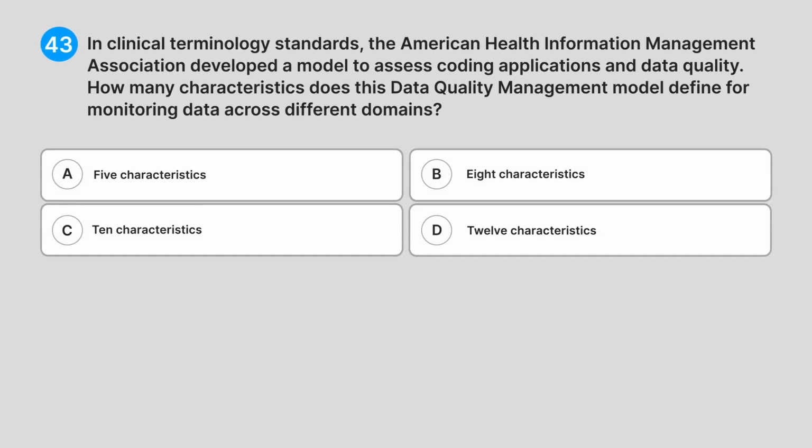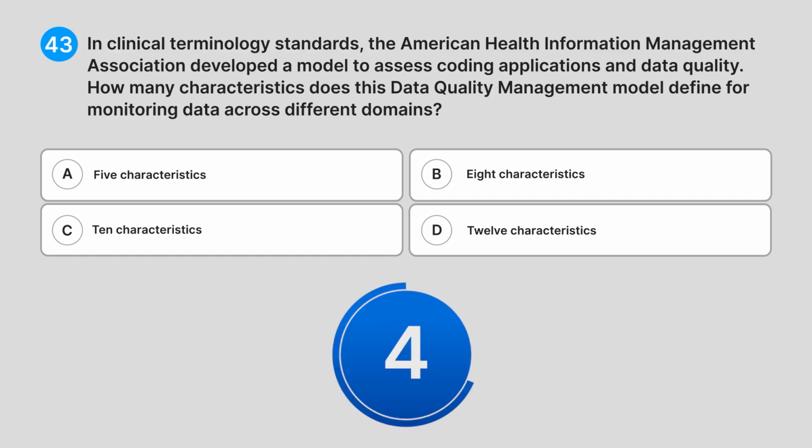43. In clinical terminology standards, the American Health Information Management Association developed a model to assess coding applications and data quality. How many characteristics does this data quality management model define for monitoring data across different domains? A. 5 characteristics. B. 8 characteristics. C. 10 characteristics. D. 12 characteristics. Can you guess the answer?